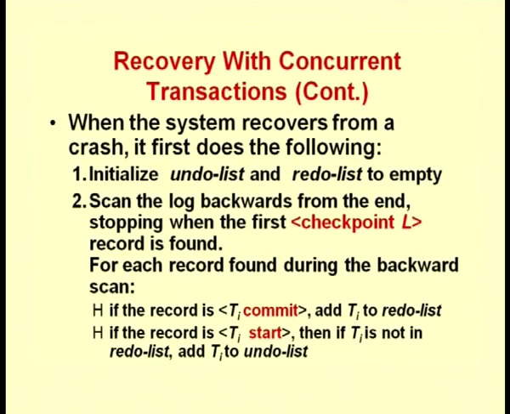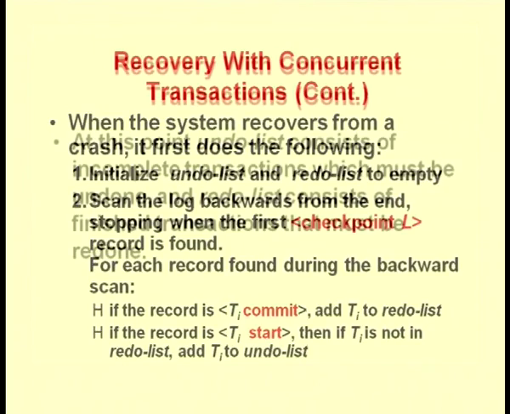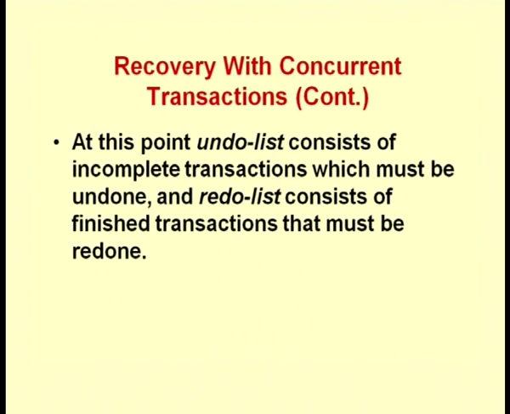Remember the difference between undo and redo. Undo means you have to start the transaction all over again, including getting all the resources it needs. Redo means some operation has to be redone. So, for every transaction Ti in L, the list of transactions that were active, if Ti is not in the redo list, add it to the undo list. At this point, the undo list consists of incomplete transactions which must be undone, and the redo list consists of finished transactions that must be redone.